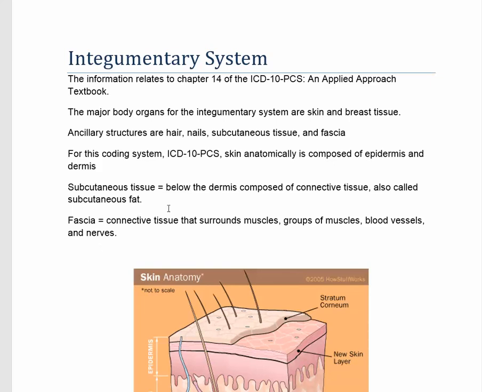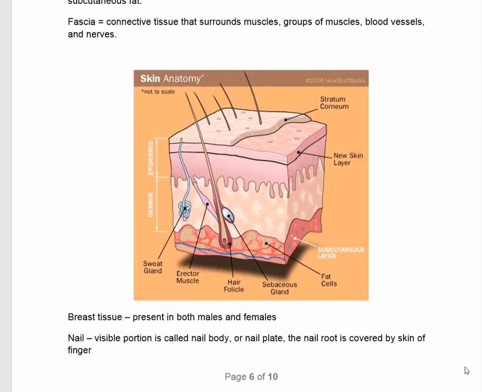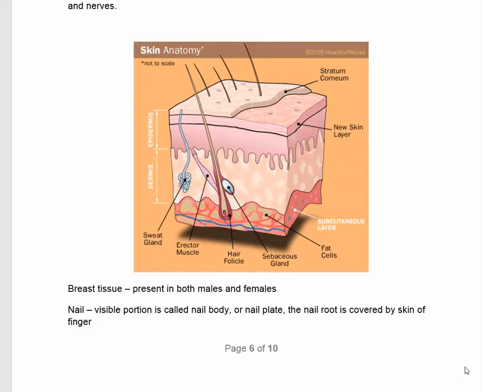Reminder of definition: subcutaneous tissue is below the dermis and is composed of connective tissue, also called subcutaneous fat. Fascia, by definition, is connective tissue that surrounds muscles, groups of muscles, blood vessels, and nerves. Breast tissue can also be referred to as mammary gland. It can be found in both males and females, so procedures could be done on males and females depending on what's going on. Also, an accessory organ of this system is the nails of your fingers and toes.